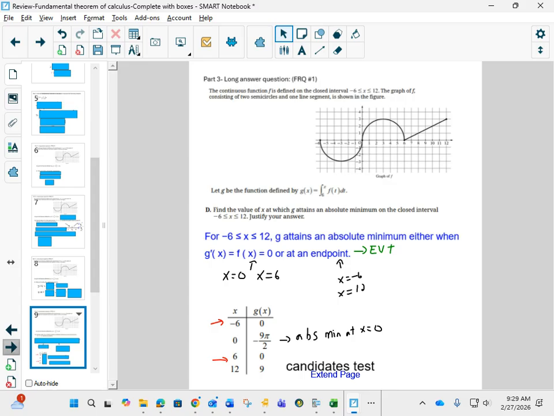So lots of students lose marks on this. Why? They get the right answer, but they only check the middle two points. They lose a mark because they don't say the extreme value theorem. They lose another mark because they didn't check the candidate points of the endpoints.